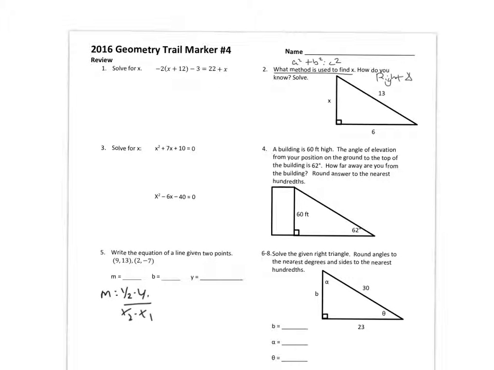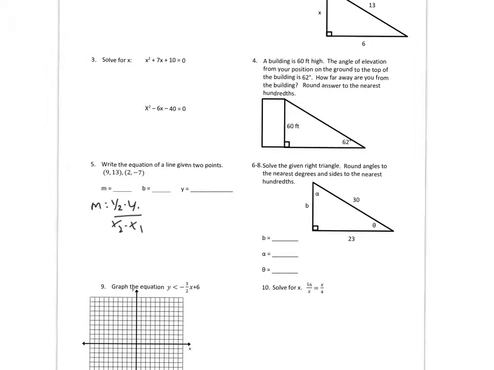Hey guys, we're here working on trail marker number 4. This is the last one of the year. You remember you need an 8, a 9, a 10 to pass. And 3 of the questions are going to be in this problem right here, number 6 through 8 with trigonometry. Okay, so here we go.